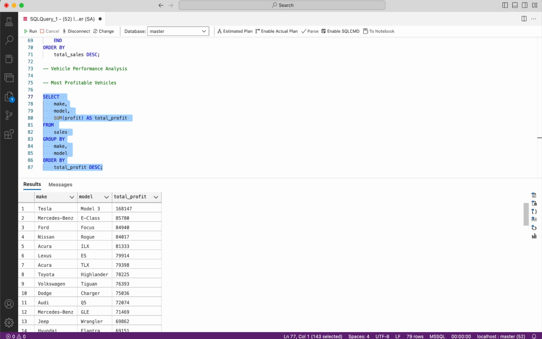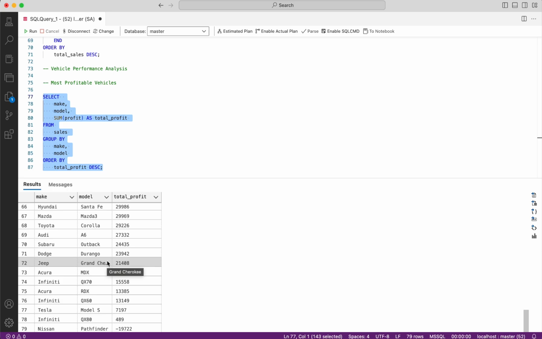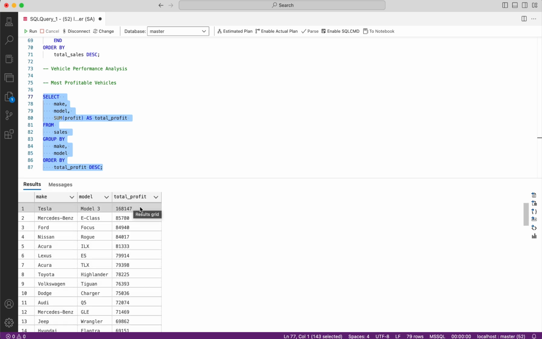So if we have a look here, we can see that we have various vehicles in terms of makes and models. And we can see the total amount of profit for each vehicle. So pretty much what this is telling us is the most profitable vehicles ranking from highest to lowest in terms of total profit. And this is interesting because this insight identifies which vehicle types are going to contribute the most to overall profitability, helping you understand which models drive business success.